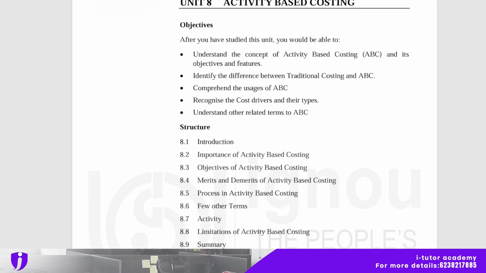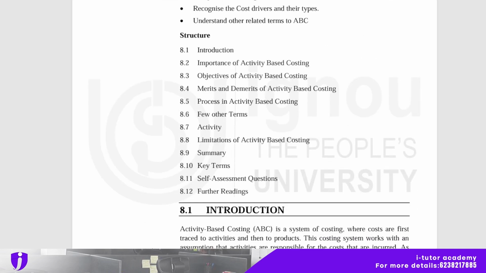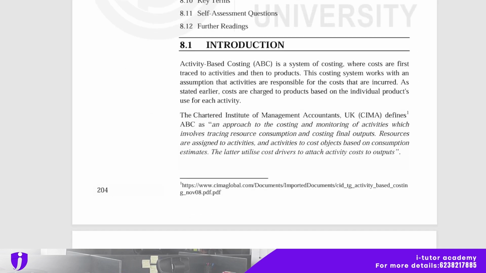These are the objectives of this chapter, and the structure is: introduction, importance of activity based costing, objectives of activity based costing, merit and demerit of activity based costing, process in activity based costing, few other terms, activity, limitation of activity based costing, summary, key terms, self assessment questions, and reading materials. So let's begin with the introduction part.